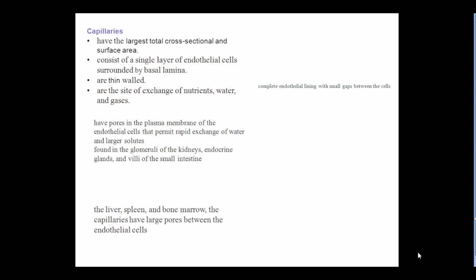And the last one, with the largest gaps. That type of capillary will be present in the liver, spleen, and bone marrow. So basically these are the organs of hemopoiesis. They have large pores between the endothelial cells so that even the formed elements can go through.